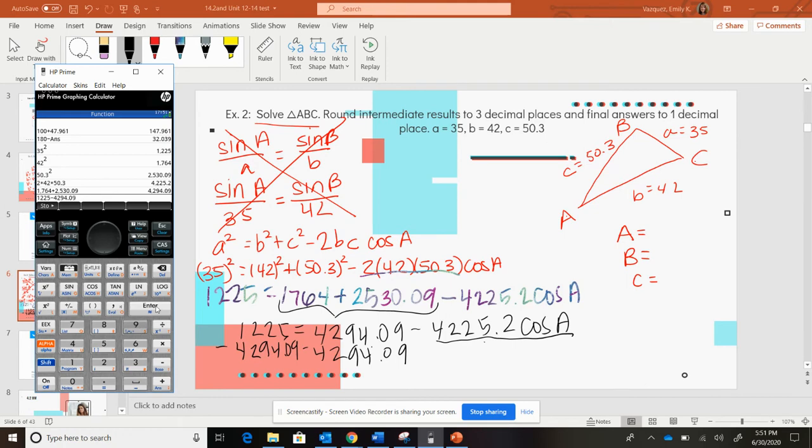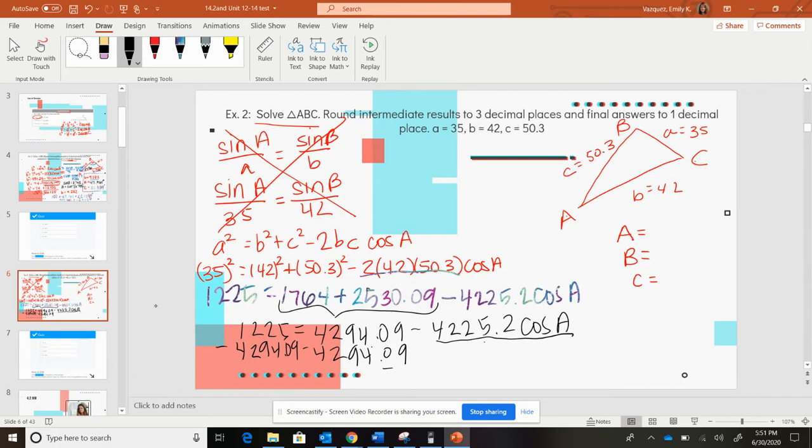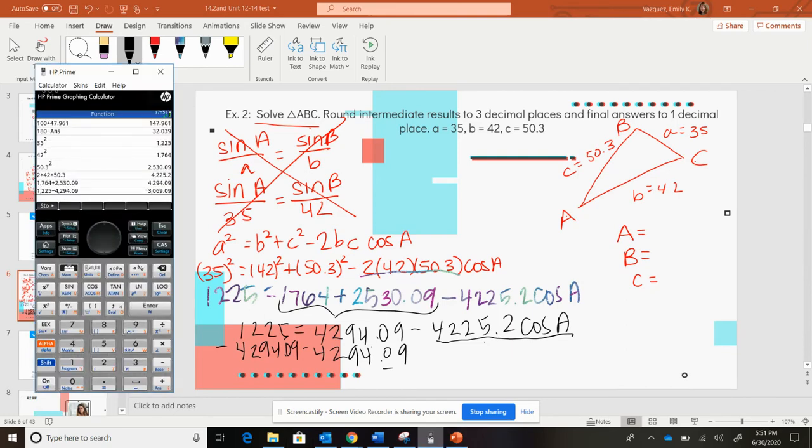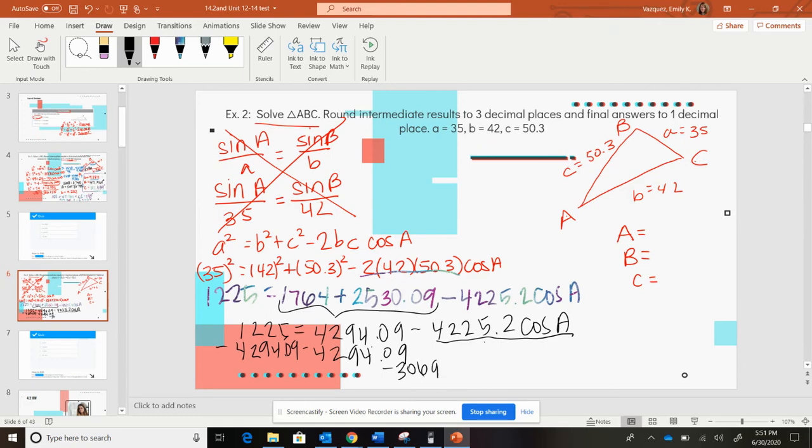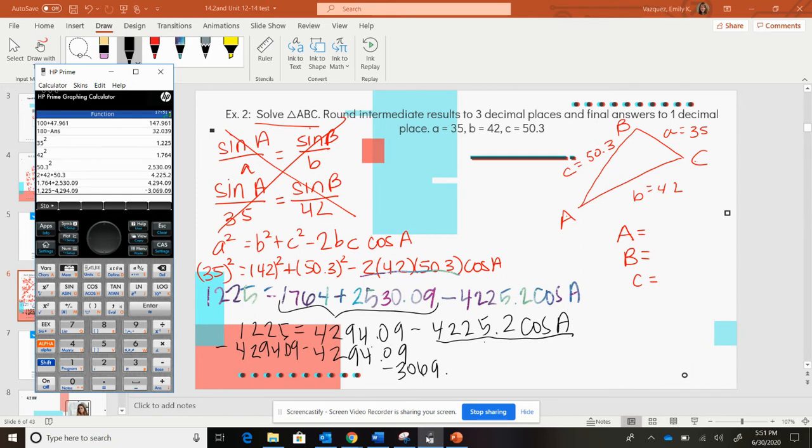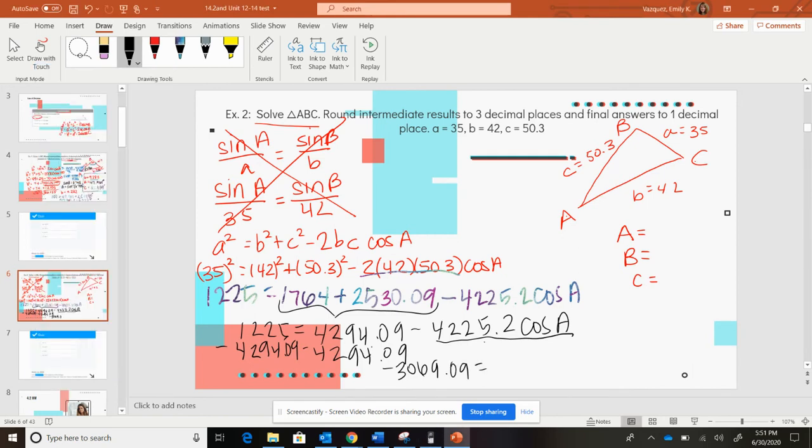4294.09. Okay, and I'm getting negative 3069.09. And that equals negative 4225.2 cosine of A.